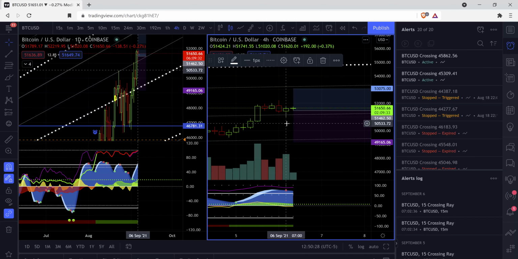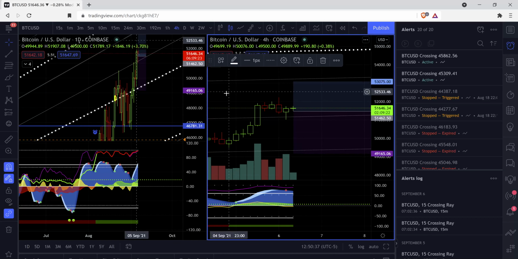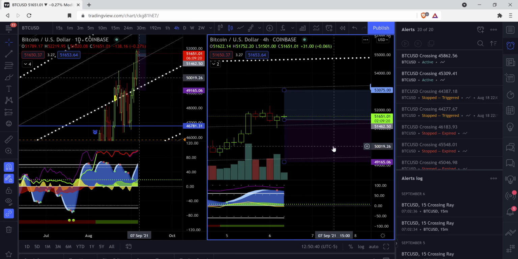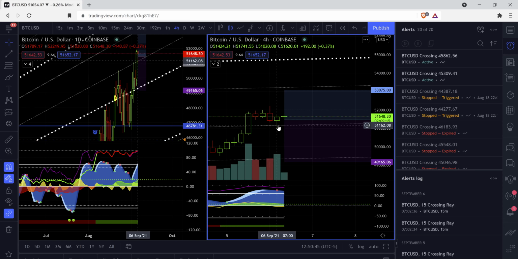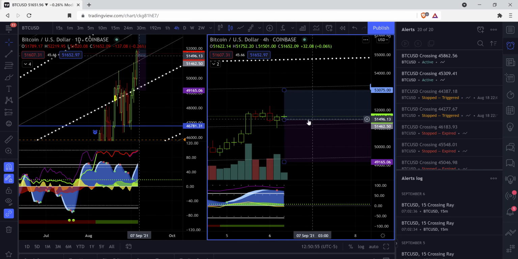So this morning, September 6th, it crossed this ray and went back up, and this is a spider line play. How this went, I actually got into it a little bit late. Ideally, I'd like to get in at my line, but I got in at this spot, about the 51.5 level, exactly 51,462.